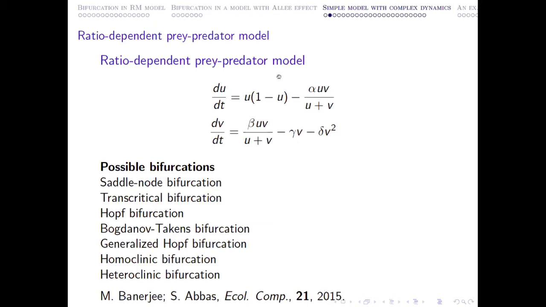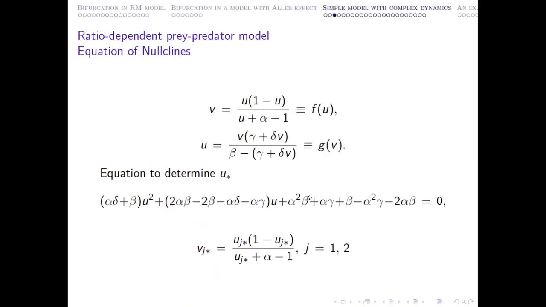And you know that this model actually undergoes this long list of bifurcations: saddle node bifurcation, transcritical bifurcation, Hopf bifurcation, Bogdanov-Takens bifurcation, generalized Hopf bifurcation, homoclinic bifurcation, as well as heteroclinic bifurcation. Now the question is how we can speculate that this many bifurcations can occur. So in order to get the answer to that question, you need to look at the equation of the non-trivial null cline.